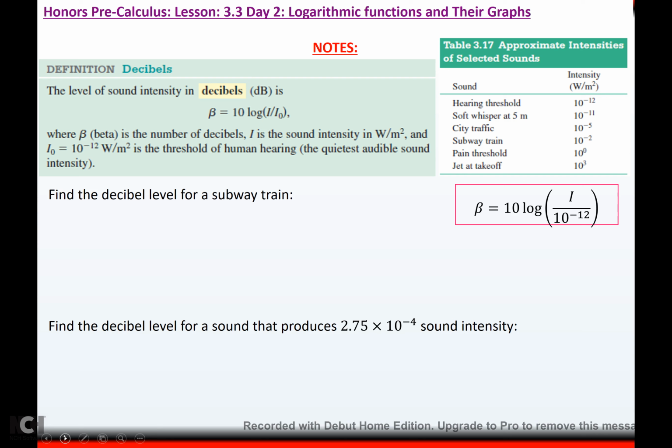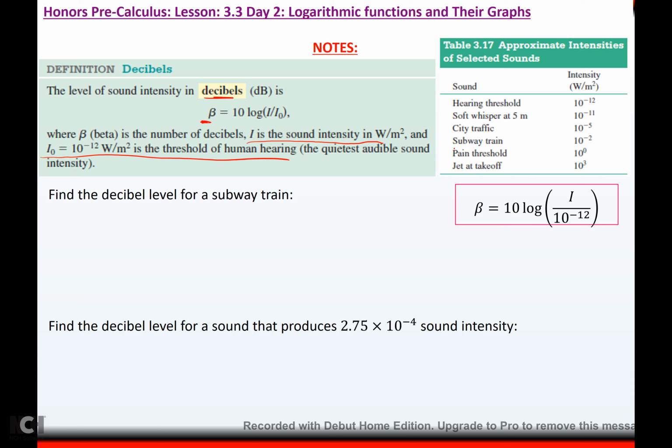All right, so we've got decibels now, this sound intensity. It says the level of sound intensity in decibels. If you're finding the level of sound intensity, what you're finding is this beta that they're using a Greek symbol for, which apparently stands for decibels. It's 10 times the log of the sound intensity of whatever you're looking for divided by the threshold of human hearing, which is the quietest audible sound intensity. So it says find the decibel level for a subway train.